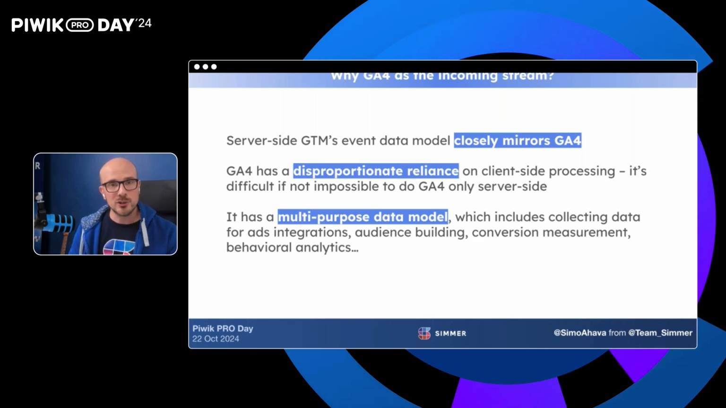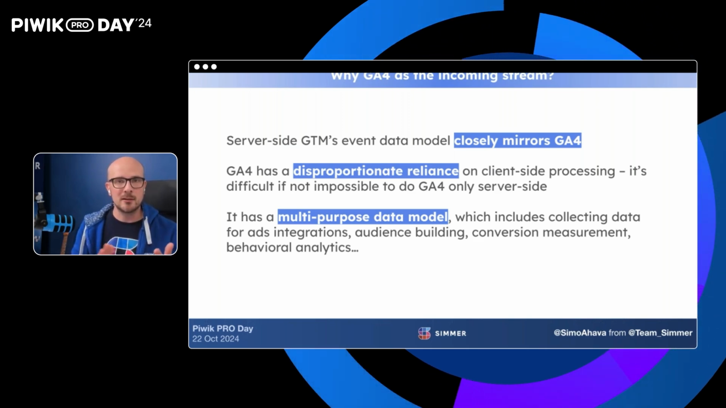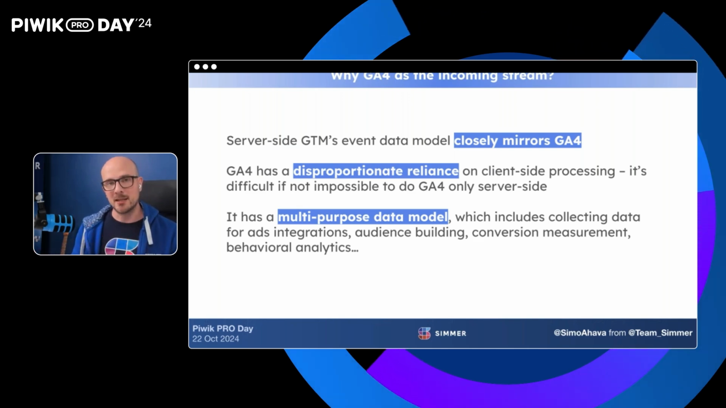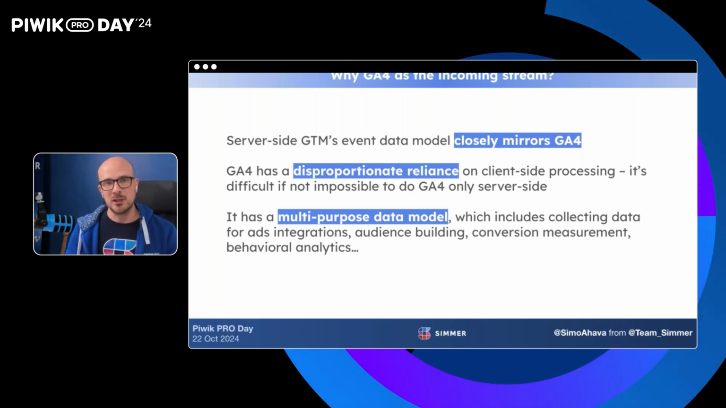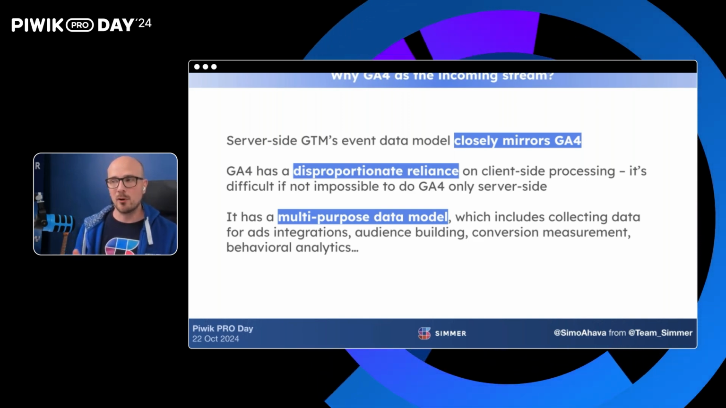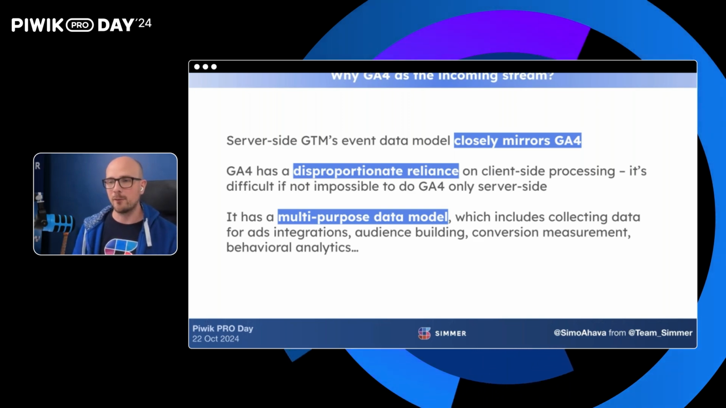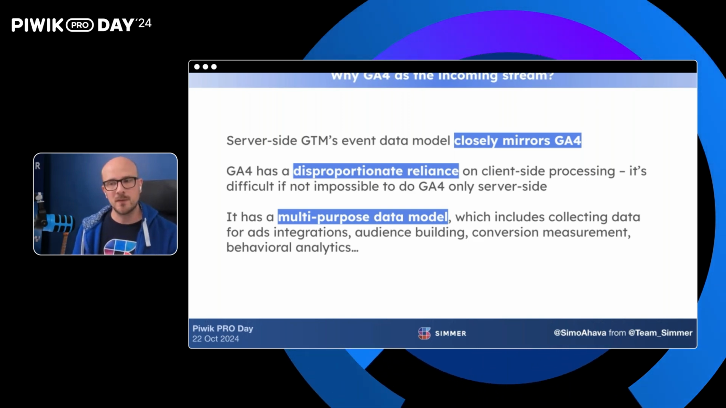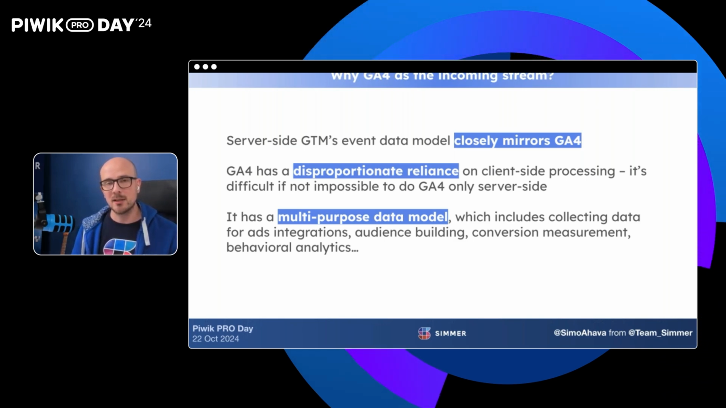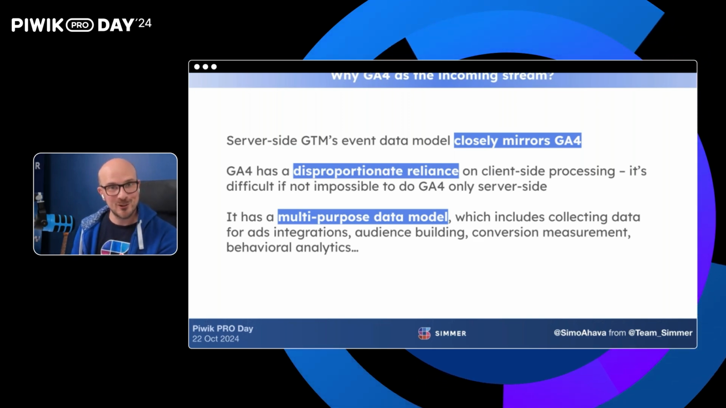So if you have Google tags running in server-side GTM, whether it's GA4, Google Ads, Google Remarketing, DoubleClick, Floodlight, you're best off with a GA4 data stream, unless you want to do a lot of hacking, which might not result in what you want it to. And GA4 also has a multi-purpose data model, just like Piwik PRO, so it's already well built for different types of use cases. So principle 2 is that if you're already running GA4 client-side, keep using that for server-side GTM as well. You don't have to run GA4 server-side.